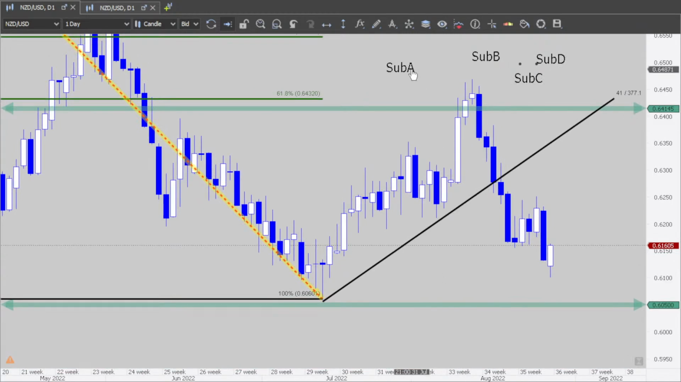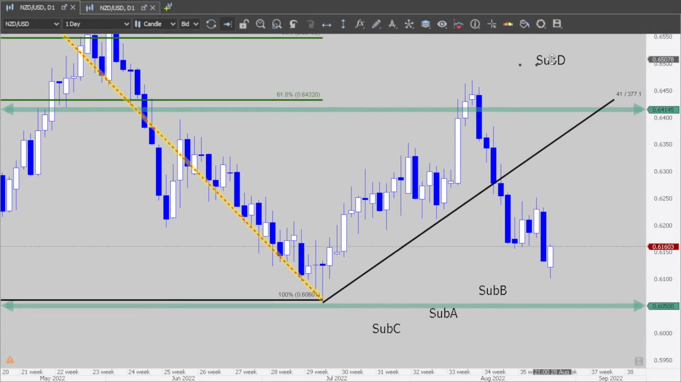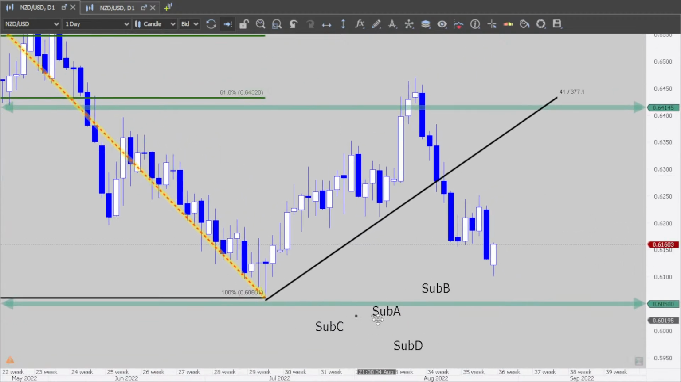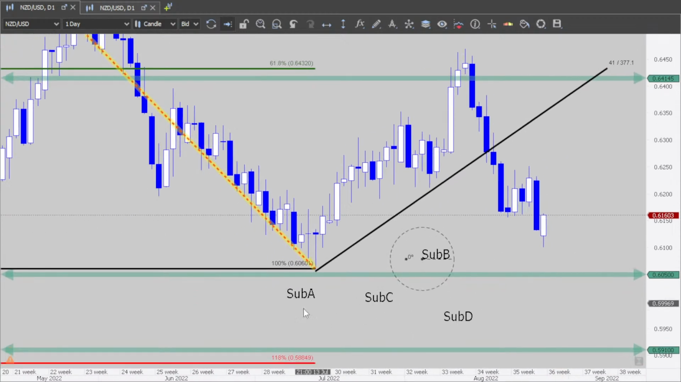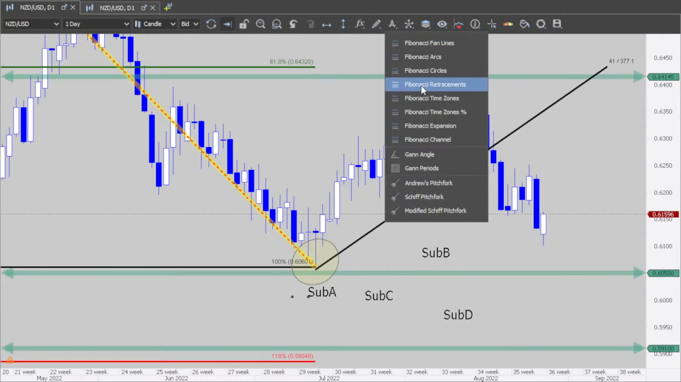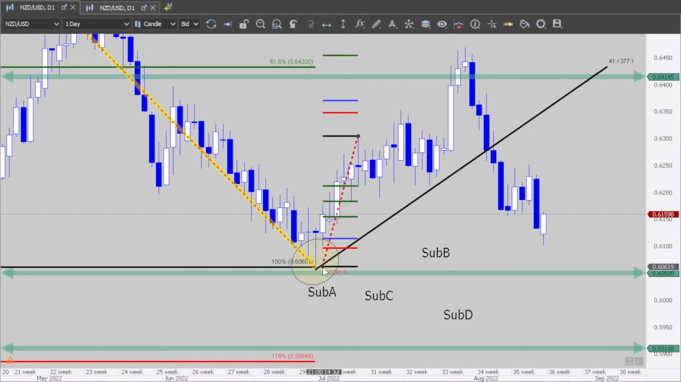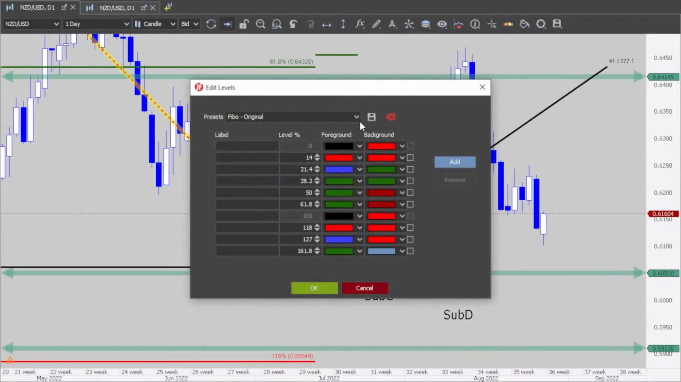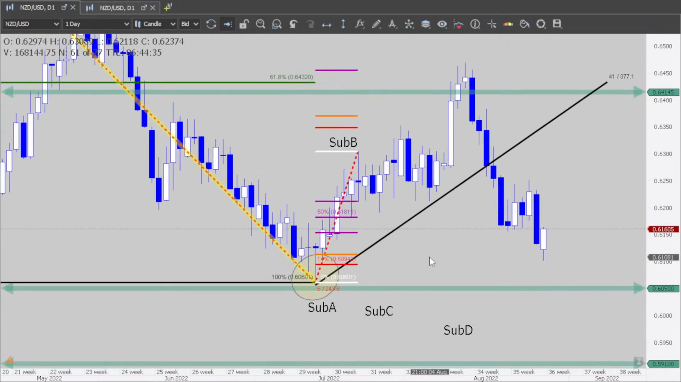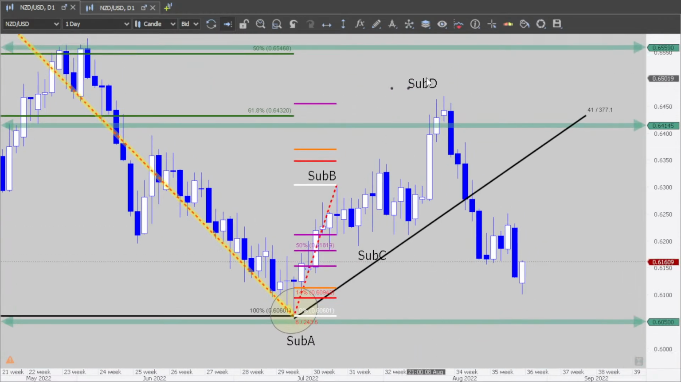Okay, everybody, which one is our sub A? Talking about the contrarian Fibonacci first. Did anybody trade NZD USD or AUD USD? Sub A is easy, it's in here. We're going to change colors, edit level, sub A, sub B, contrarian. There you go. Sub A, sub B, sub C down in here, and then violet goes through violet. This is the sub D then.